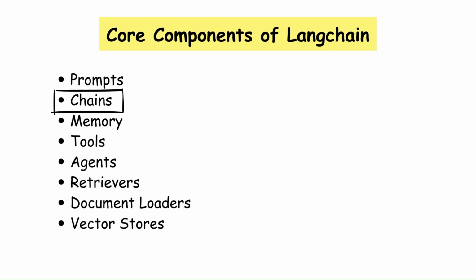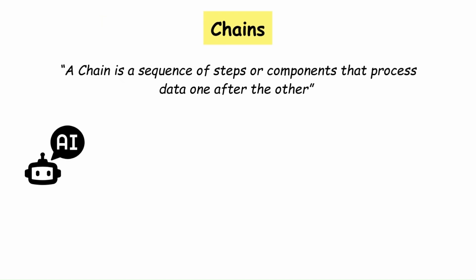So what really is a chain? A chain in Langchain is a sequence of steps or components that process data one after the other. Each step typically involves an LLM, a prompt, a memory, a tool, an agent, and so on.